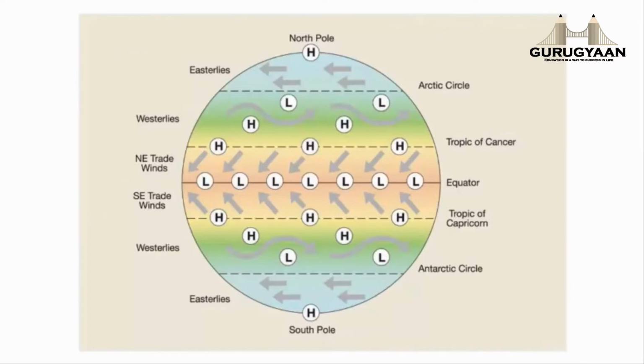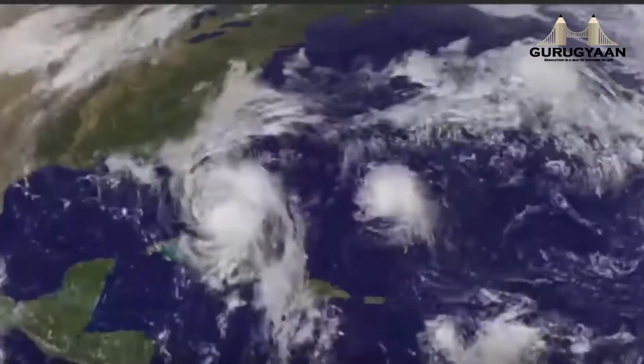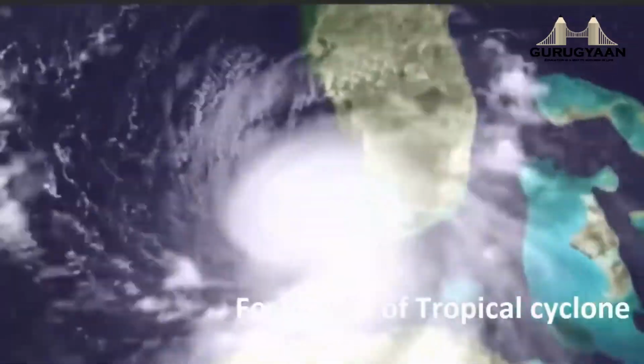You can see that at different latitudes there are different pressure belts. Their existence is simply due to the movement of air to the left and right due to Coriolis force. I hope so far you have understood the general movement of air. Now let's understand how air turns into a storm and what causes the spinning of a cyclone.